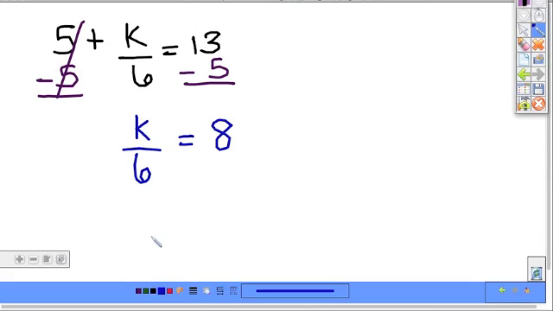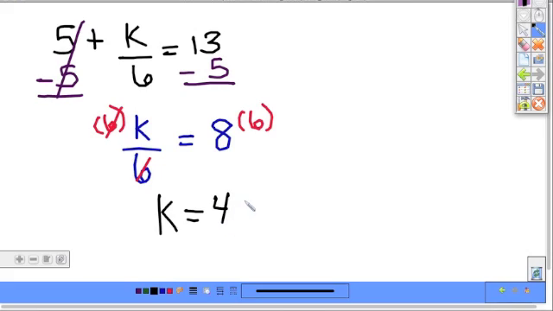Okay? Now I'm going to look at this equation. How can I get this k by itself when it's being divided by 6? What's the opposite of division? Multiplication. So I'm going to multiply each side by 6. Because what you do to one side, you do to the other side. These 6's cancel out. And now I have k. And then I do 8 times 6, which is going to give me 48. And there's your final answer.